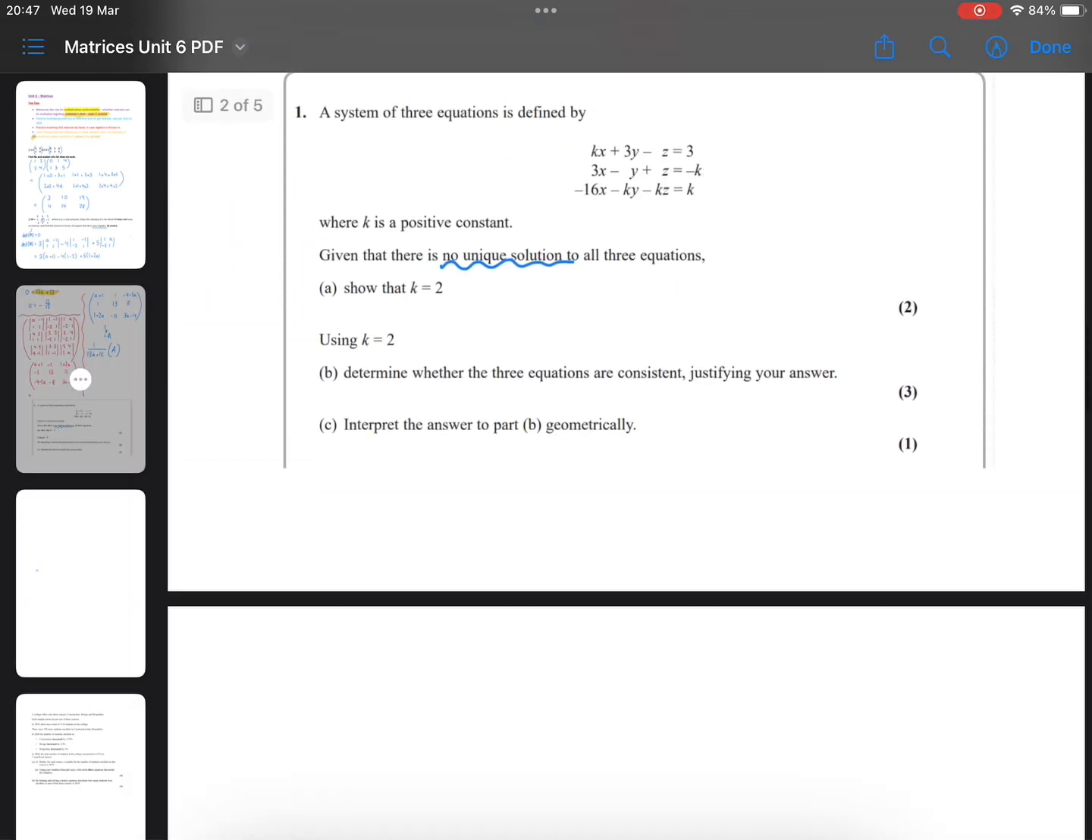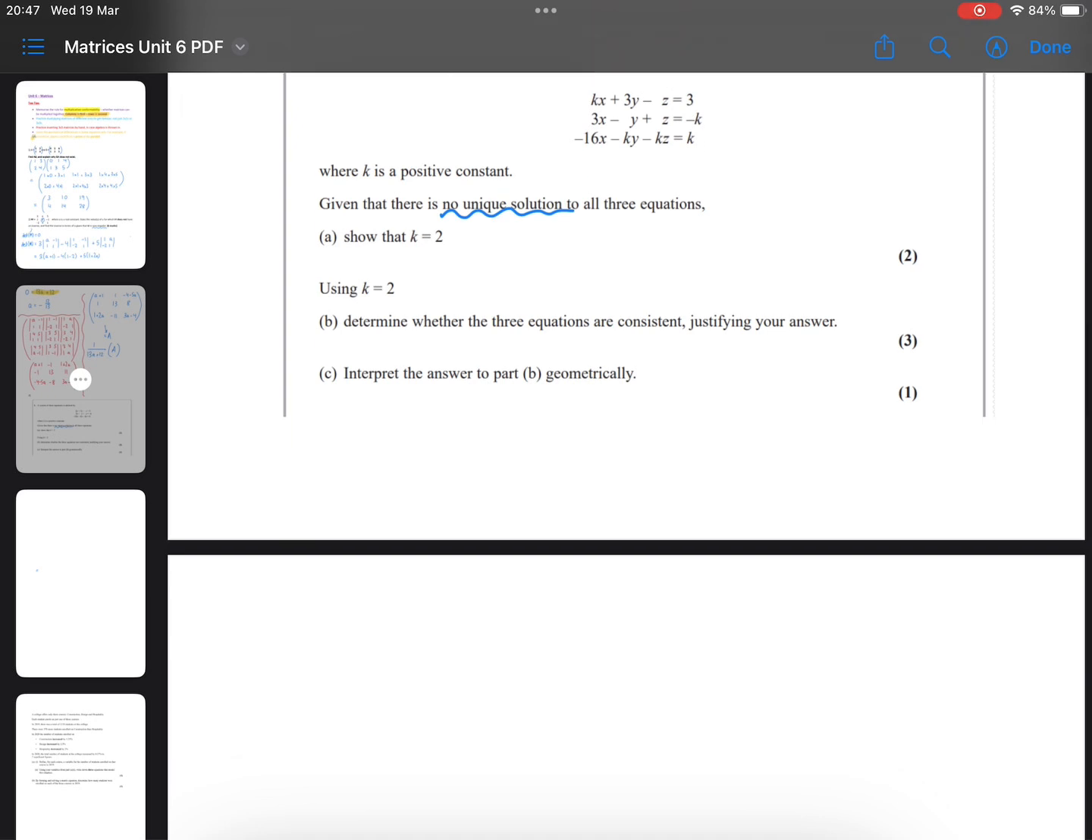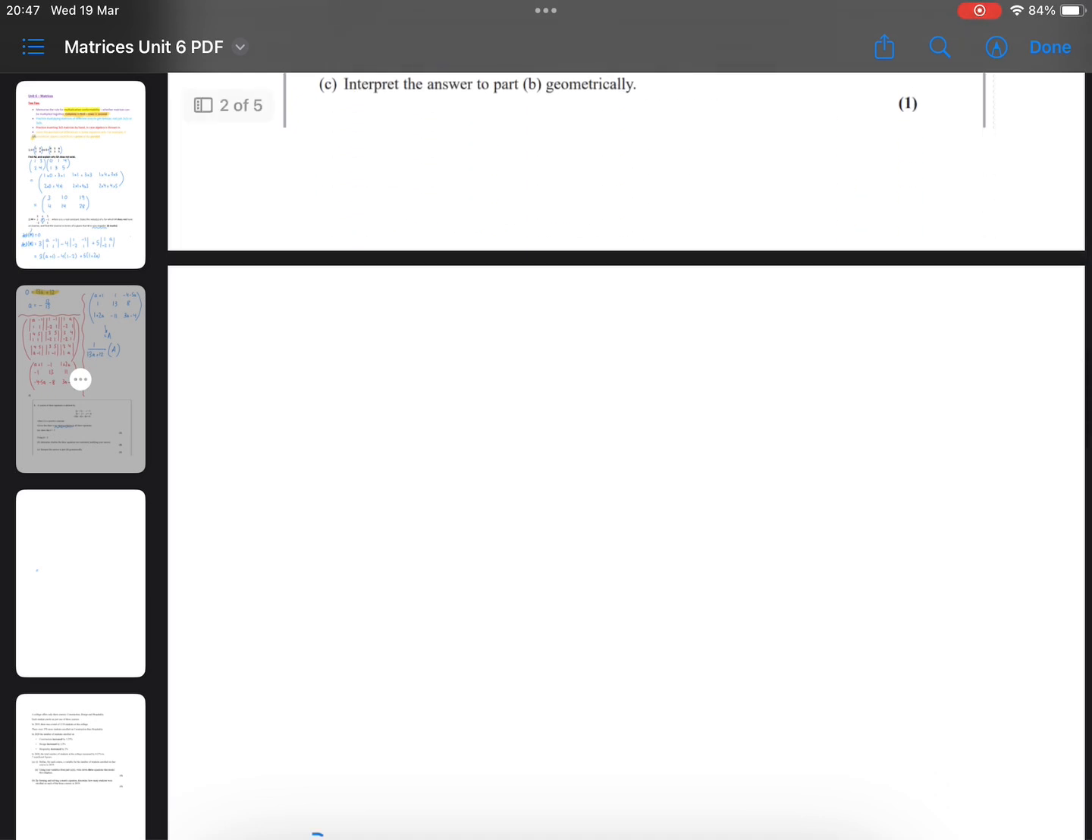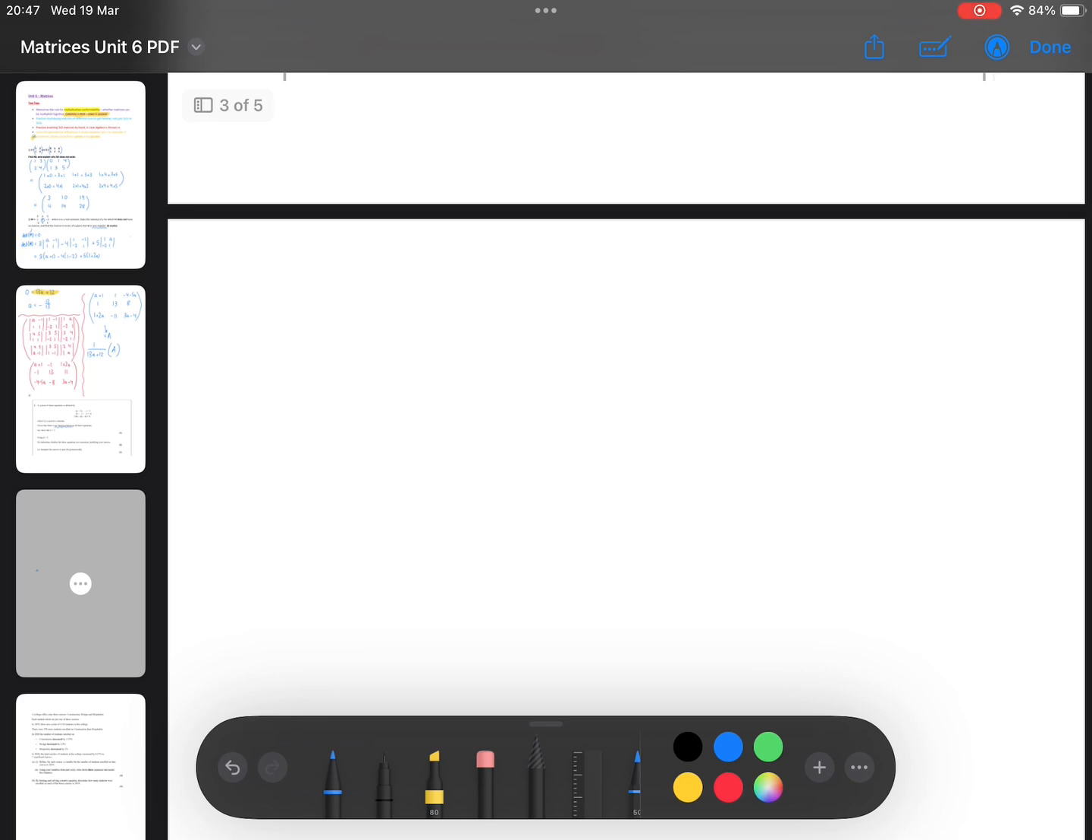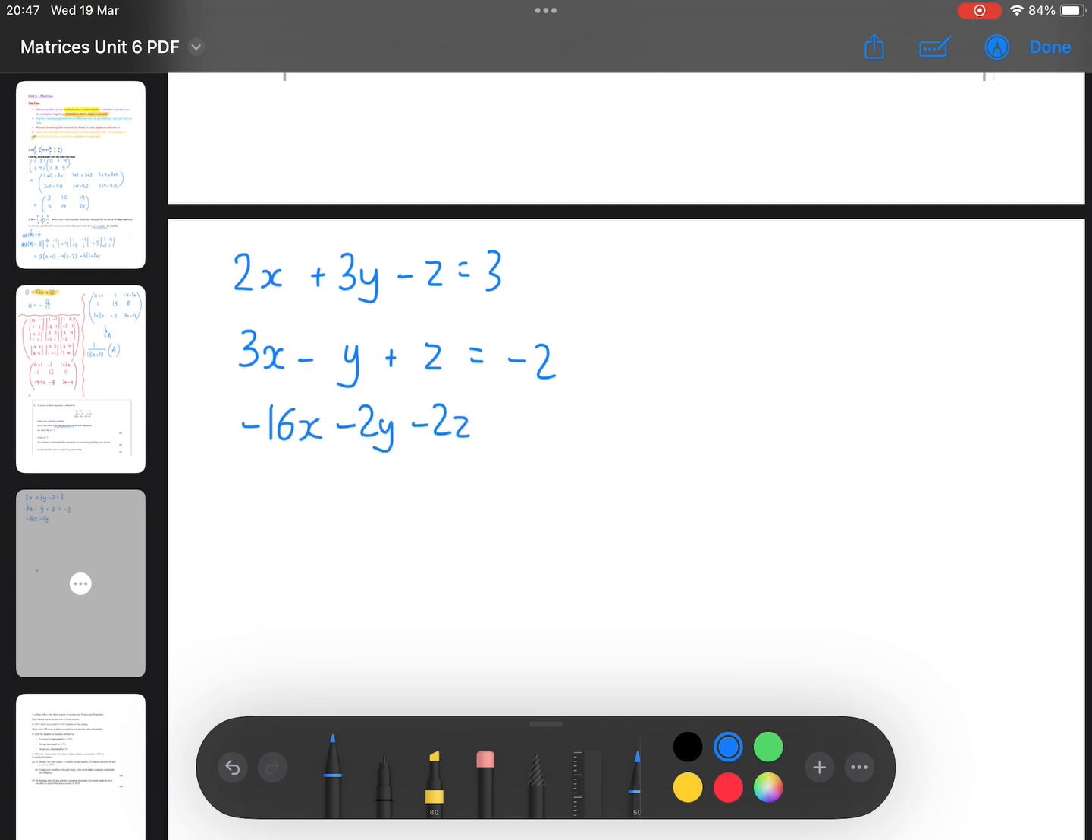And then we have to determine whether the 3 equations are consistent using k equals 2. So I'll just rewrite out the equations again using k equals 2. So that gives us 2x plus 3y minus z equals 3. 3x minus y plus z equals minus 2. And minus 16x minus 2y minus 2z equals 2.